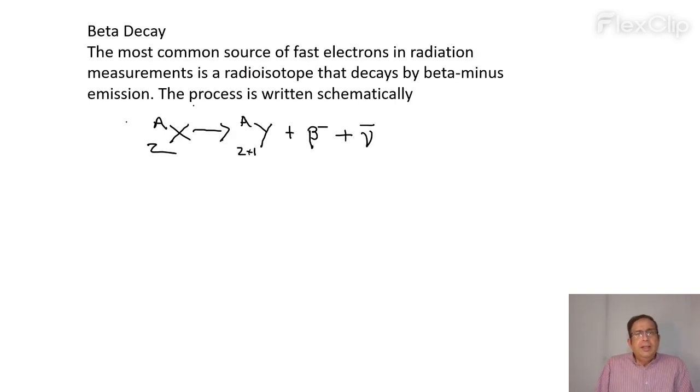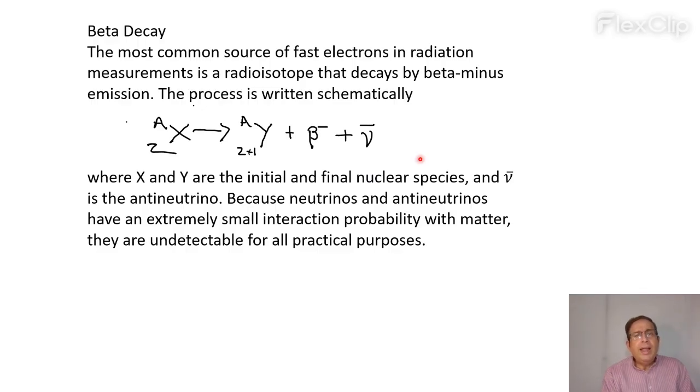Now what is beta decay? So the most common source of fast electrons in radiation is beta decay, and basically it's some kind of radioisotope which is exhibiting radioactivity and it decays by beta minus emission. So the process is written schematically like this. A nucleus species X, which has A as mass number and Z as charge number, converts into a nucleus species Y with mass number remaining the same and Z number increasing by 1, along with a beta minus and another particle called an antineutrino.